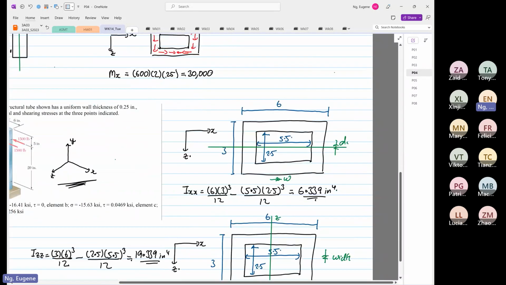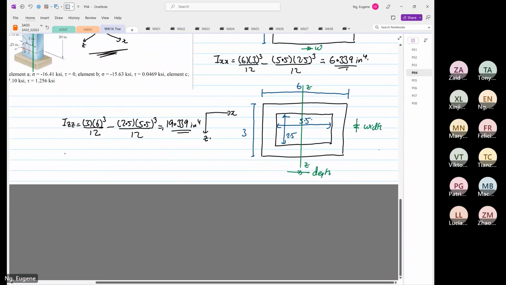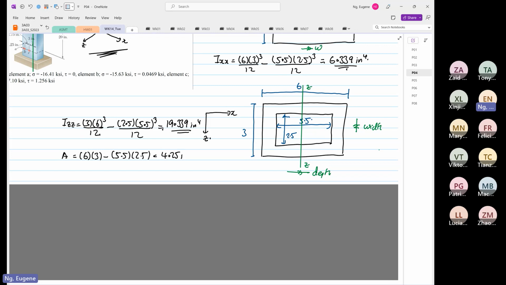Next is our A, our cross-sectional area, which is equal to 6 multiplied by 3 minus 5.5 multiplied by 2.5. Okay. I don't think we need it, but I already said that I'll be doing it, because we don't need it because there is no PY. Okay, I'll do it again. 4.25. Okay.